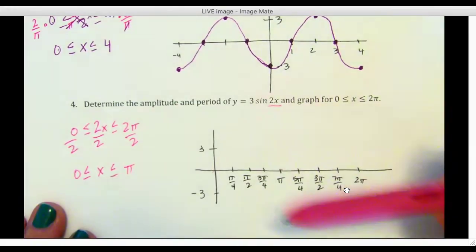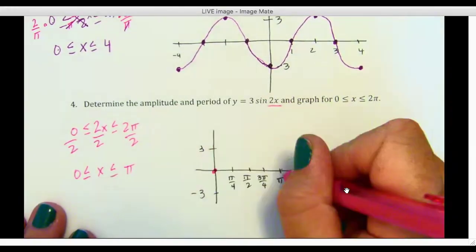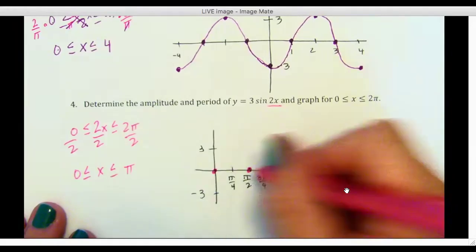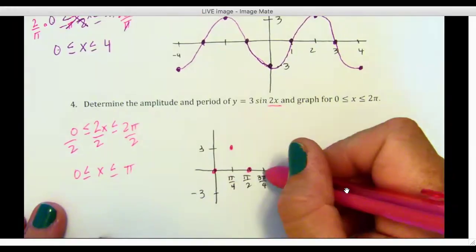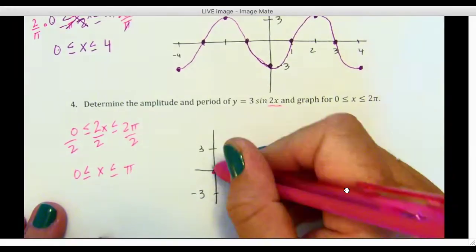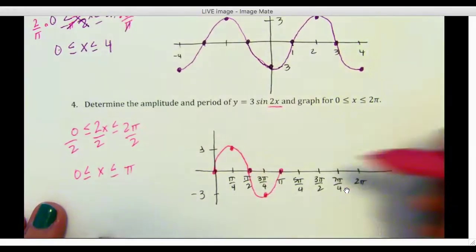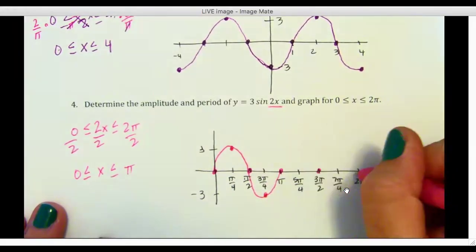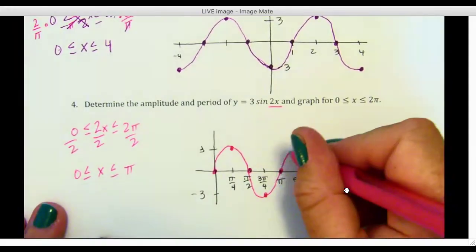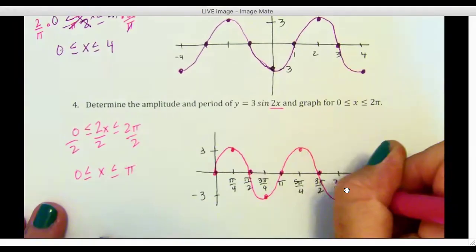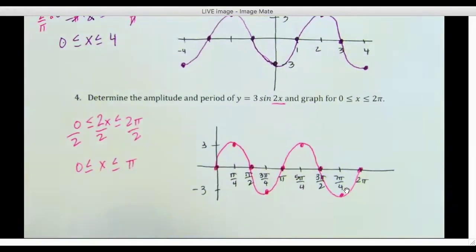It's not negative, so it will go up first, but my amplitude is 3, starts at 0, ends at 0, halfway is 0. And that's what our pattern is for sine. At the first quarter, we hit our maximum. At the third quarter, we hit our minimum. And that is 1 period. And then we can continue that pattern in the next period. It's like copying and pasting. And there's 2 periods of that sine function.